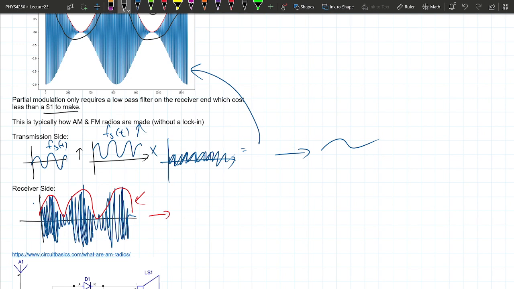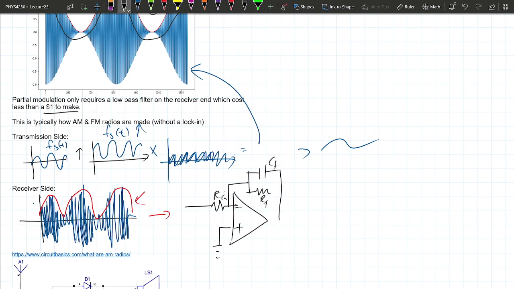Do you guys remember how to build one like that? Maybe with an inverting op amp. Anyone remember how to do that? Right. You got a little capacitor here. I think it is right. RF. R. Oops. That's not an R. That's a capacitor, right? Is that right?